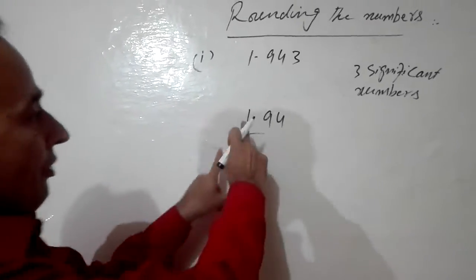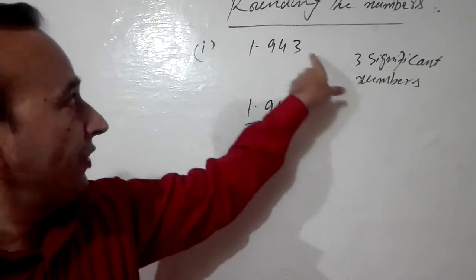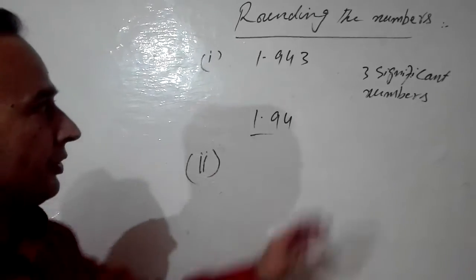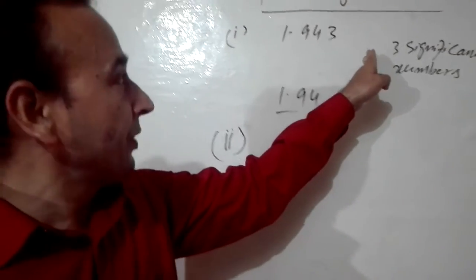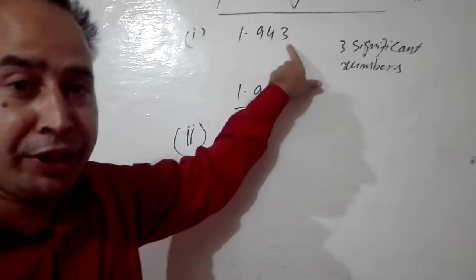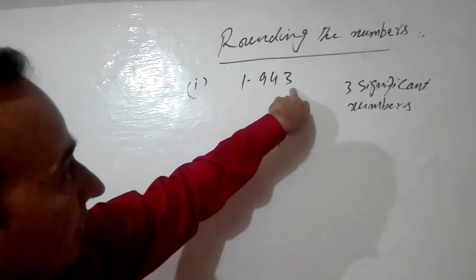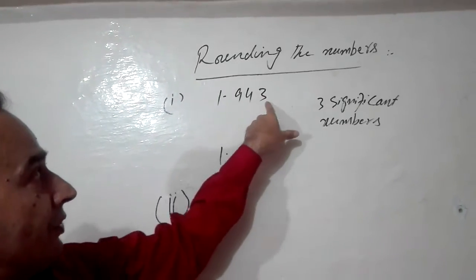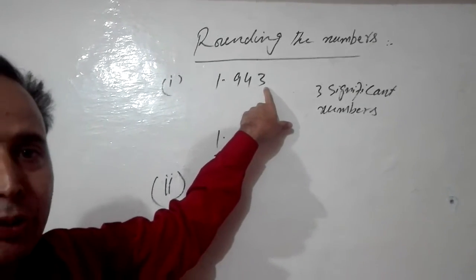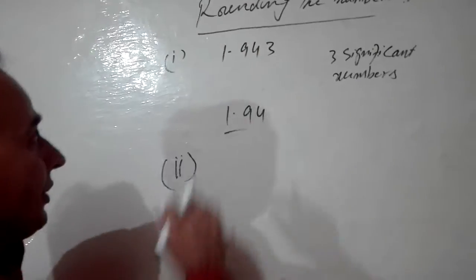Now you can see 1.94 is in three significant numbers. So this has become one rule: if the number is less than 5, then drop that number. Now the second rule can be made from here. If the number is larger than 5, then you have to add one to the number on the left side.